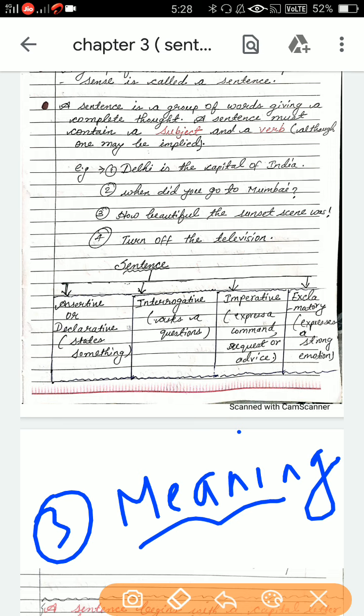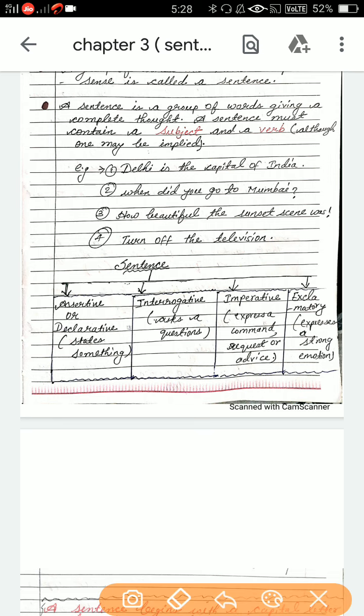This group of words expresses a statement. Now we can see the second example. When did you go to Mumbai? This group of words asks a question. So it is a question sentence.